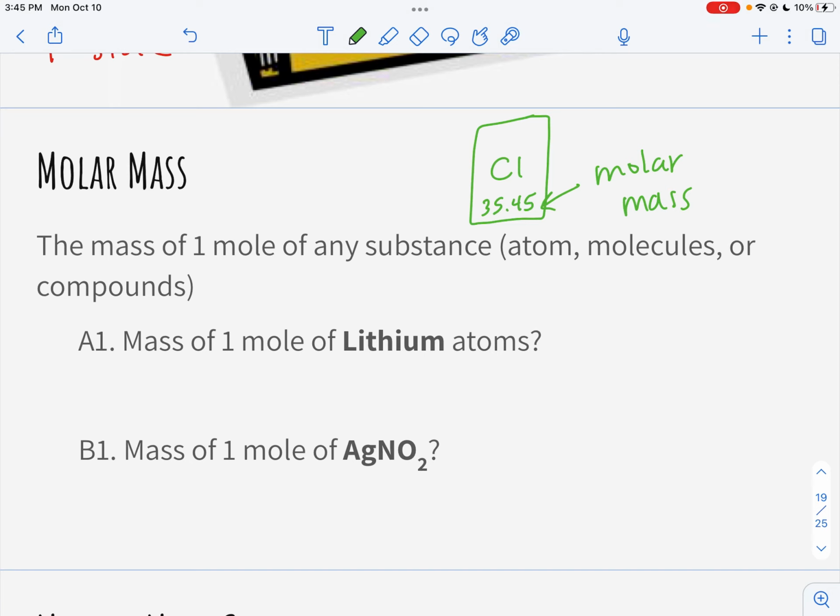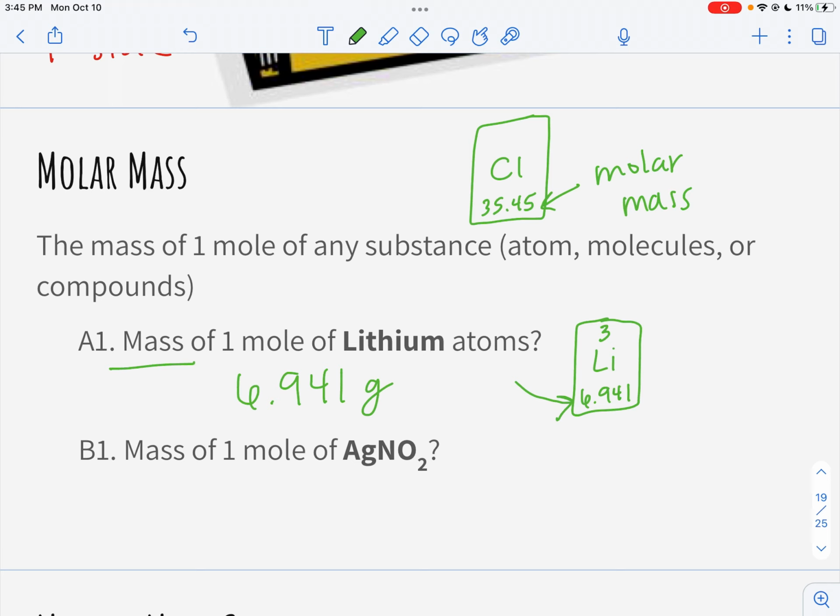So if I want to find the mass of a mole of lithium atoms, I'm just going to look at the periodic table. Okay, and then I know that this answer right here is the mass. So the mass of 1 mole of lithium atoms is 6.941.